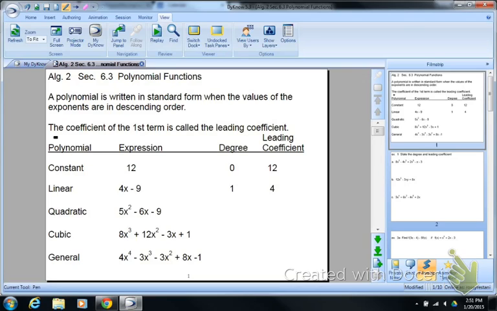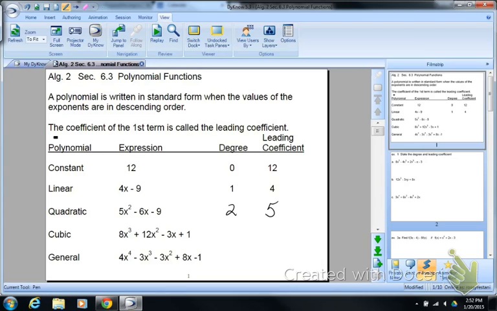We have a linear. An example of a linear is 4x minus 9. The degree is 1, and the leading coefficient is the number in front of x, which is 4. So the third one is a quadratic, 5x squared minus 6x minus 9. What is the degree here? 2. And what is the leading coefficient? 5.